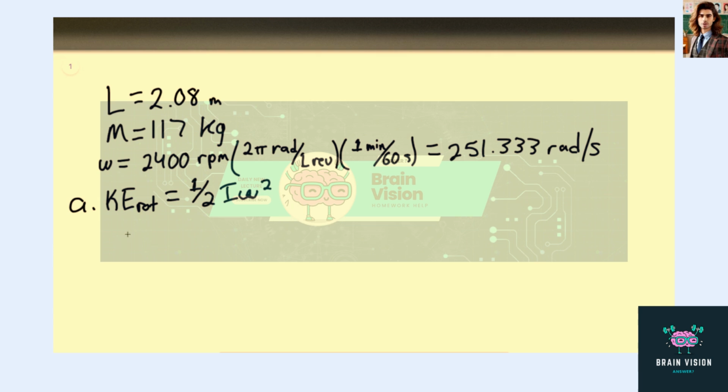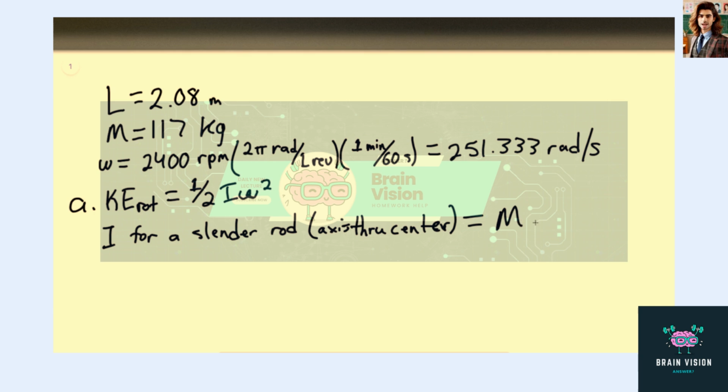For the propeller, we can use I for a slender rod, and the axis is through the center. So this is going to equal ml squared over 12. So the rotational kinetic energy is going to equal 1 over 2 times I, which is ml squared over 12. So it'll be ml squared omega squared over 24.